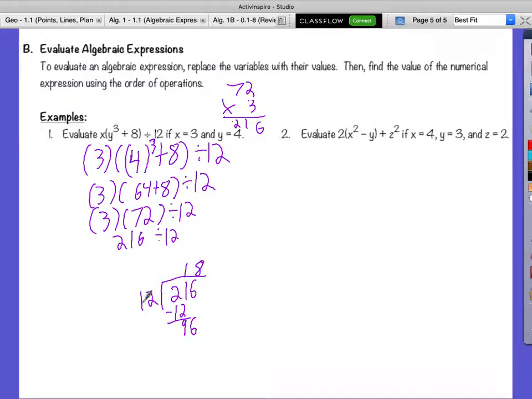8 times 12. If we need to check that off to the side, go ahead. 8 times 2 is 16. 8 times 1 is 8, plus 1 is 9. 96, with no remainder. So our answer ends up being 18. Questions on that?